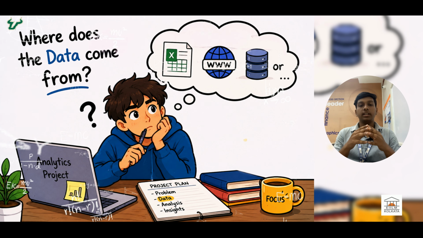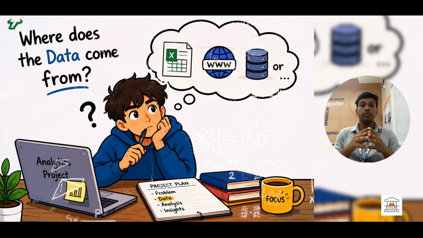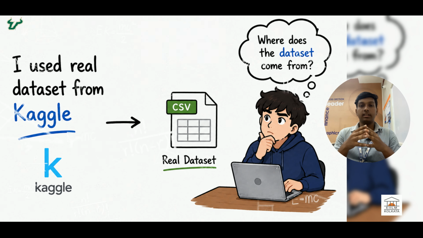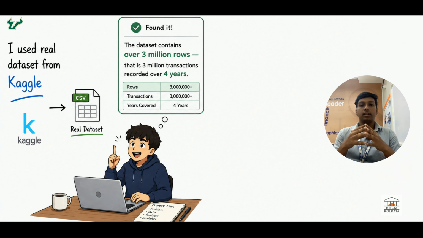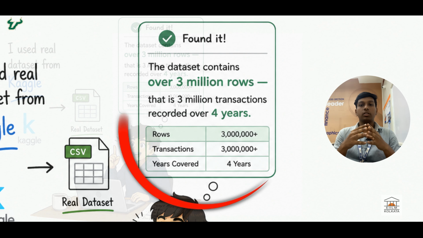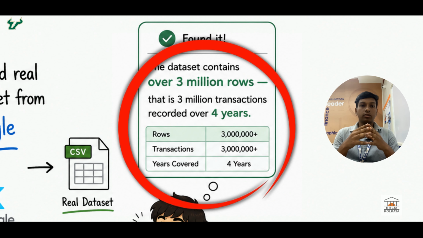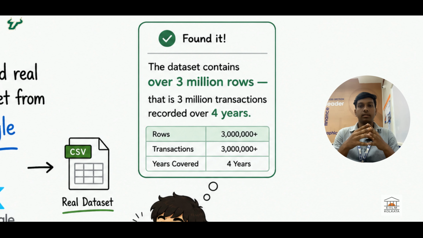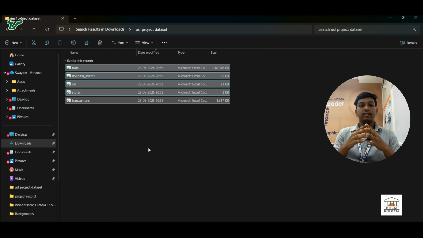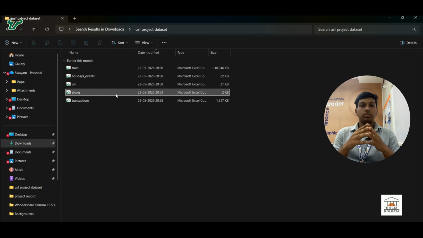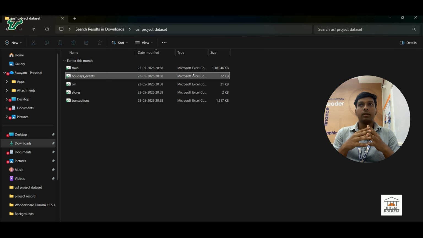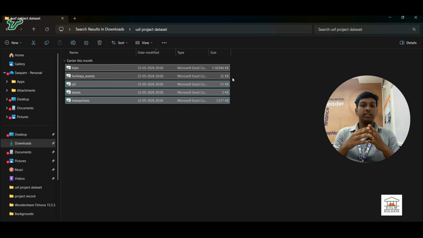The first question of any data analytics project is, where does the data come from? In our project we used a real data set from Kaggle. The dataset contains over 3 million rows. There are 3 million transactions recorded over 4 years across 54 stores and 33 product categories. We downloaded 5 separate files: train CSV which had the main sales data, store CSV which had store location and types, holidays and events data, daily transaction codes, and oil price data as an economy indicator.